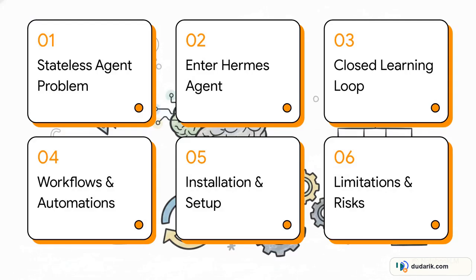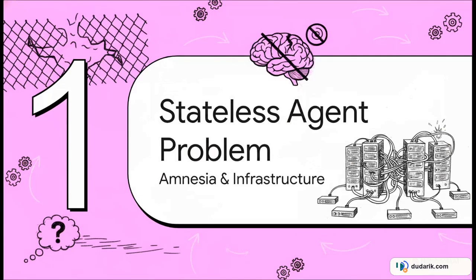Here is our roadmap for today. We'll start with the stateless agent problem. Then enter Hermes Agent. From there, we'll explore its closed learning loop, look at some real-world workflows and automations, cover the installation and setup, and finally, do a quick reality check on its limitations and risks. All right, Section 1, the stateless agent problem, amnesia and infrastructure.